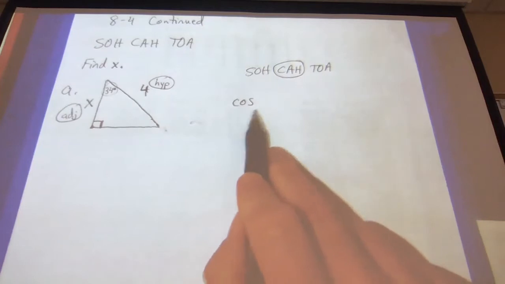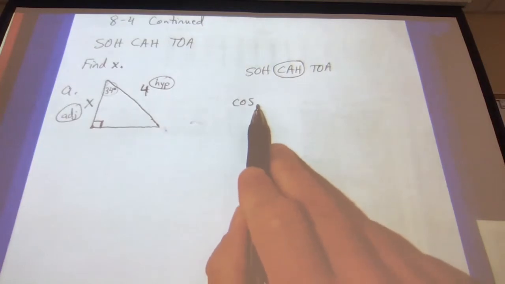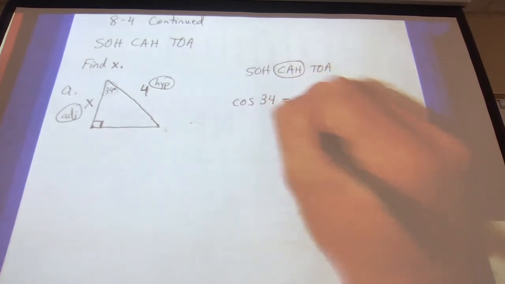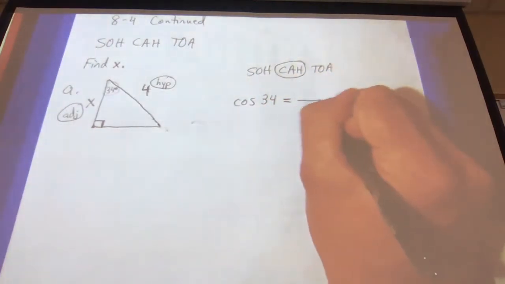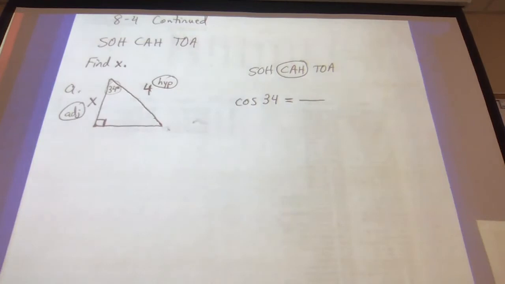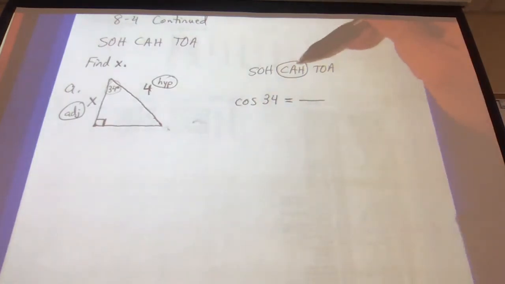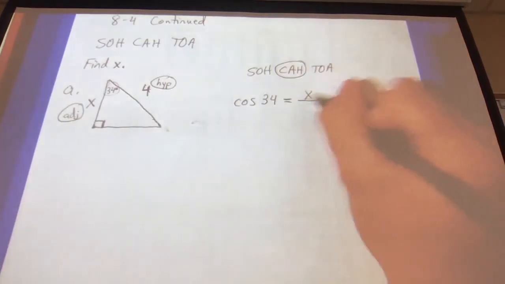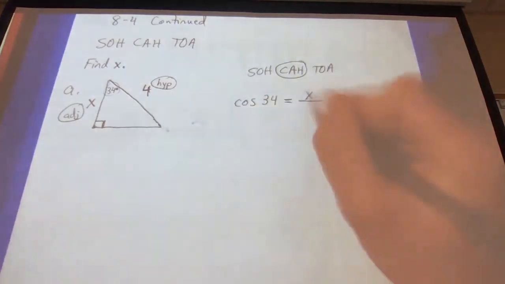What always goes right behind the abbreviation for cosine? The angle, the 34-degree angle. Then we have our equal sign, and we'll put our fraction behind it. Our fraction is going to come from that SOHCAHTOA. Cosine is adjacent over hypotenuse. So we want adjacent on top, that's going to be x, and hypotenuse on the bottom is going to be 4.